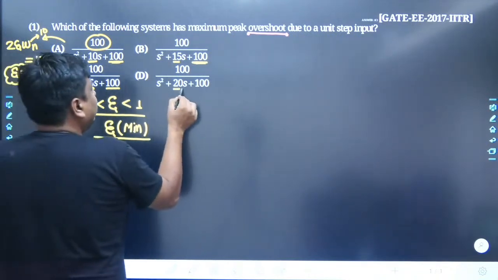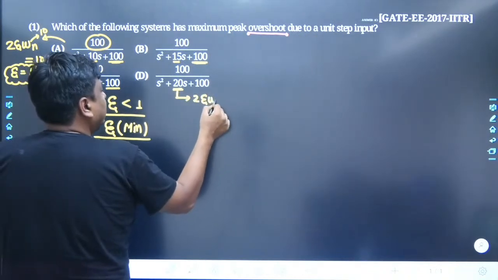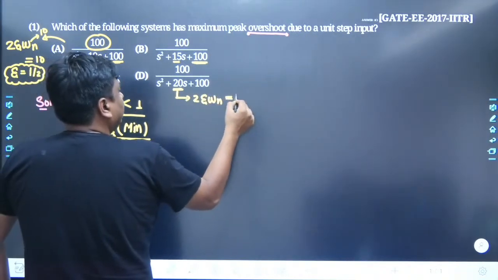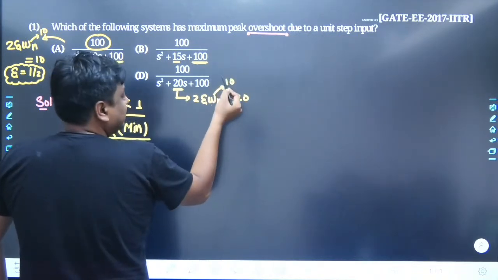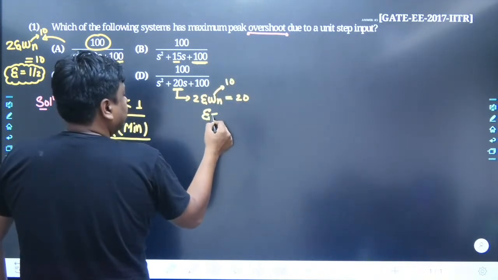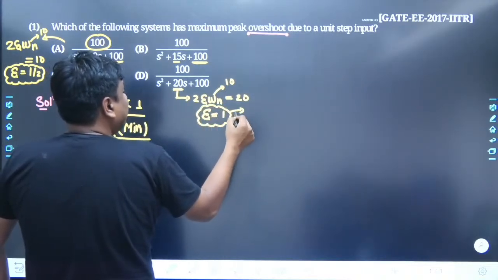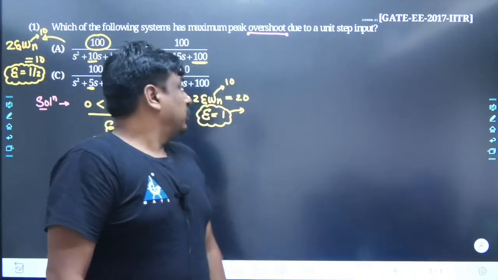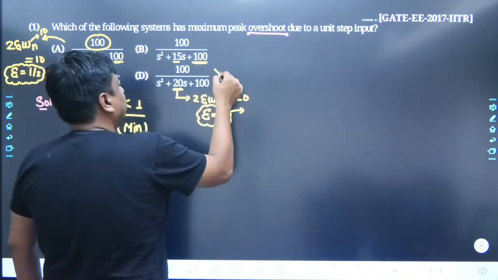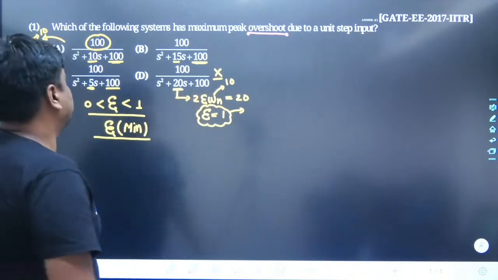And similarly, if I take the reference of this, where in place of 2 zeta omega n it is 20, and the value of omega n is 10, 10 into 2 is 20, hence the value of zeta is found to be 1. And here you can say it is not an underdamped system. That means there would not be any oscillation at all. So this is the ruled out case, because there would not be oscillation, and hence there would not be any case of overshooting.